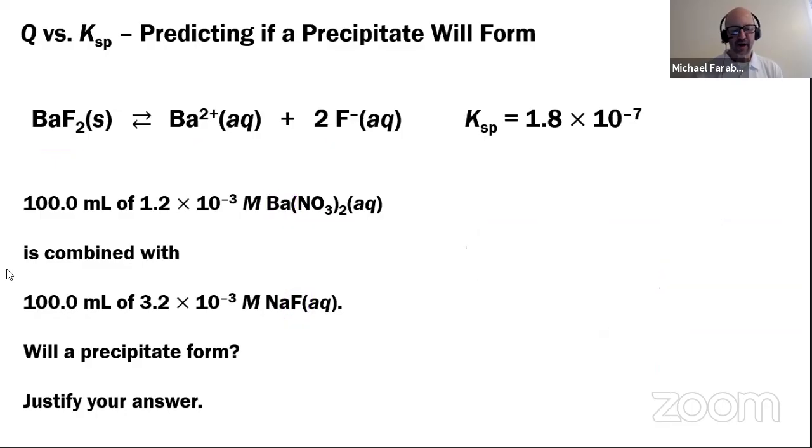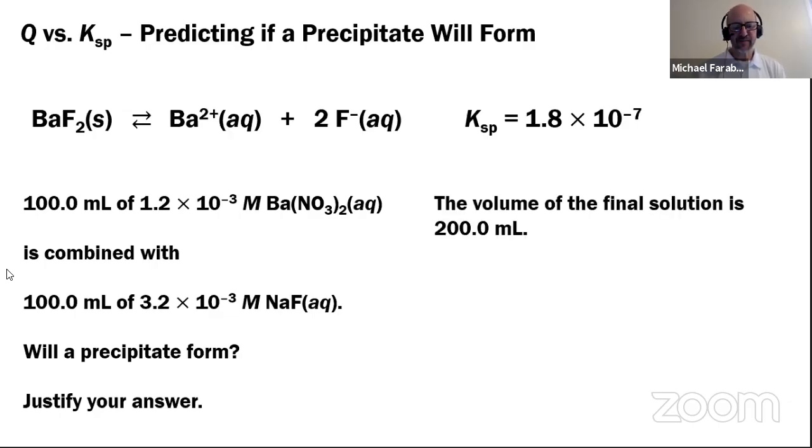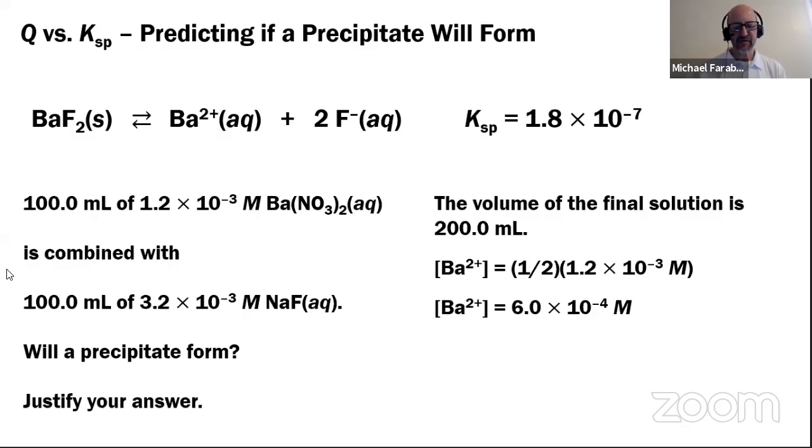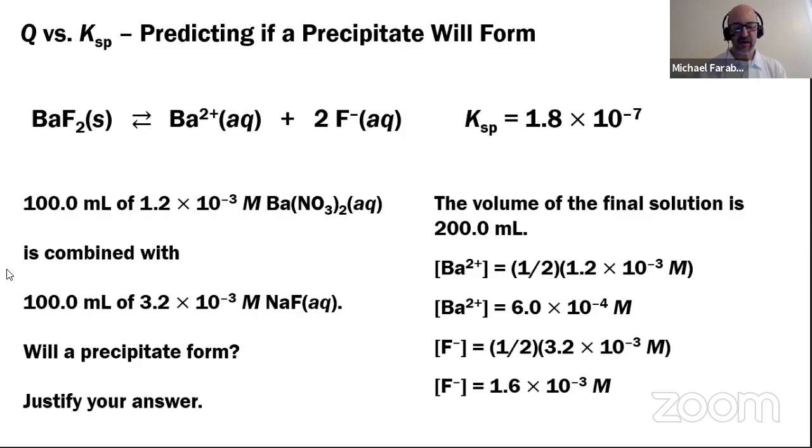So when you combine 100 milliliters of barium nitrate with 100 milliliters of something else, that is a twofold dilution. So the final volume is now 200 milliliters. That's going to cause our barium concentration to be reduced by half. So now we have half of that number, which is 6 times 10 to the negative 4. Now for the sodium fluoride, we're also cutting that concentration in half. So our concentration of fluoride in this final solution is 1.6 times 10 to the negative 3.